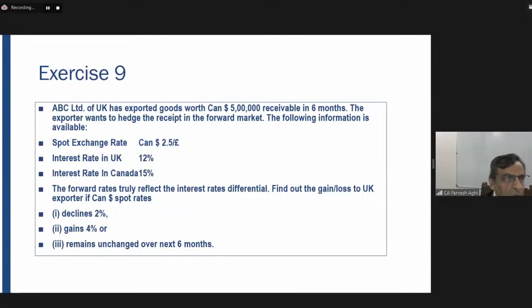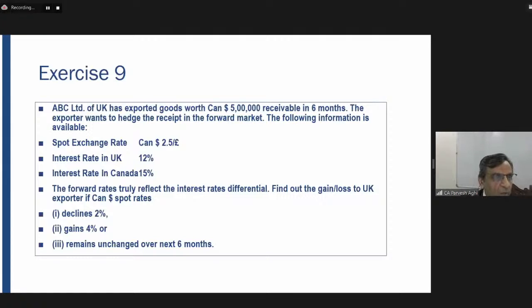Before attempting to solve this question, let's understand: ABC is a company in UK exporting goods to Canada worth 5 lakh Canadian dollars, which they are going to receive in 6 months' time. They want to hedge the receipt in the forward market, so they want to take a forward cover. The spot rate is given, and then the interest rates: in UK it is 12%, and in Canada it is 15%.